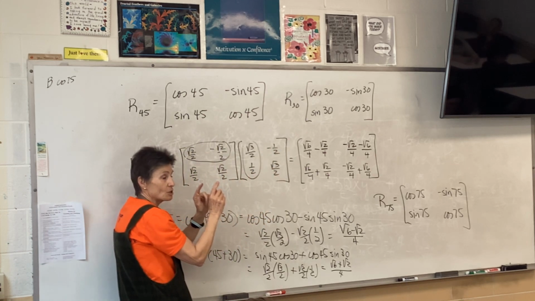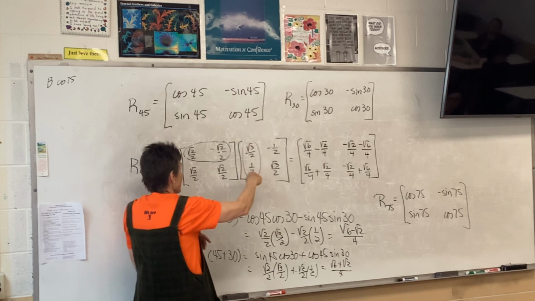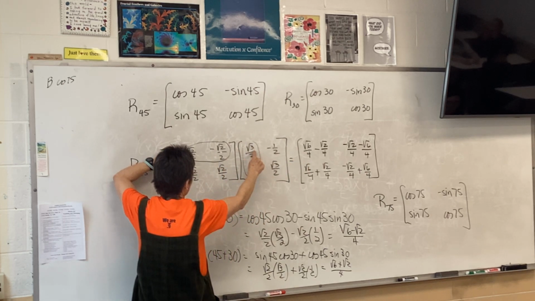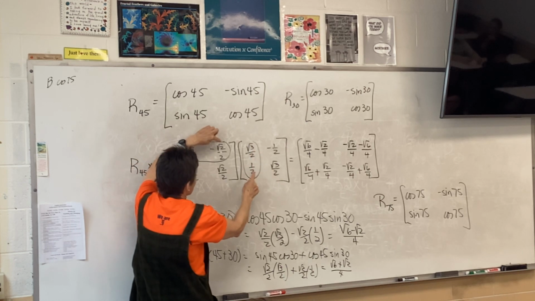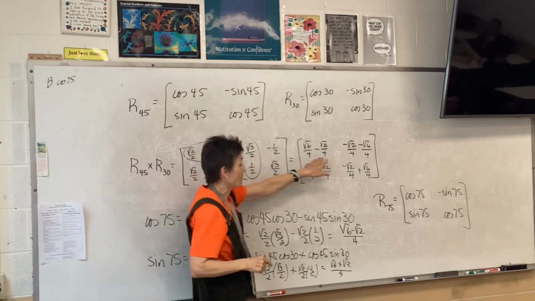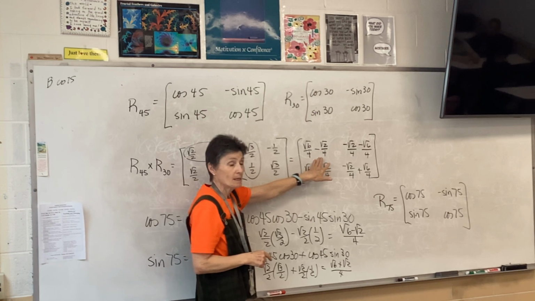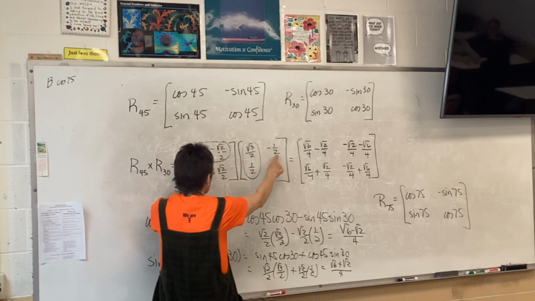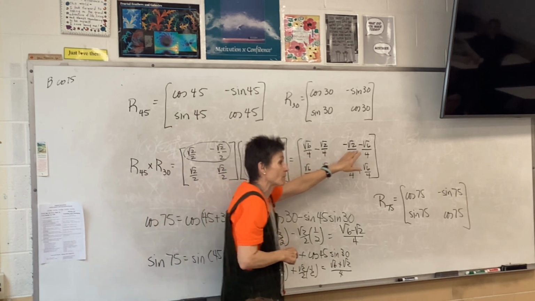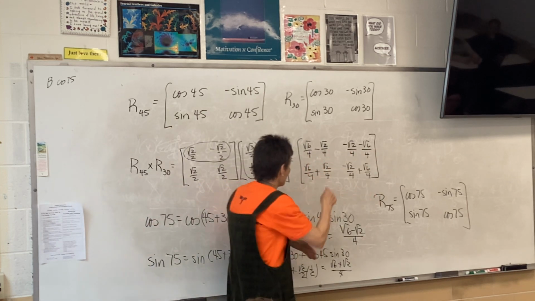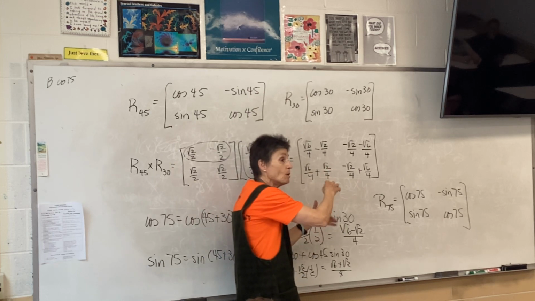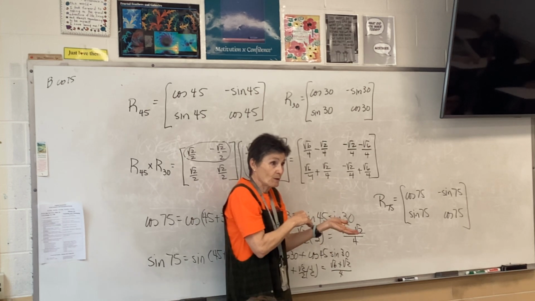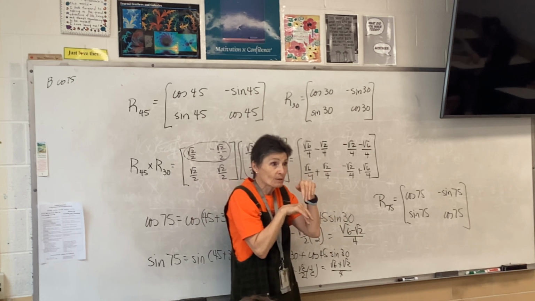You with me? I multiplied them using row times column. For example, root 6 over 4 plus negative root 2 over 4. That's where that number came from. Then I did this row times this column, same thing, and that's where that number came from, and so on. So this is the matrix I get when I multiply the 45-degree rotation times the 30-degree rotation.